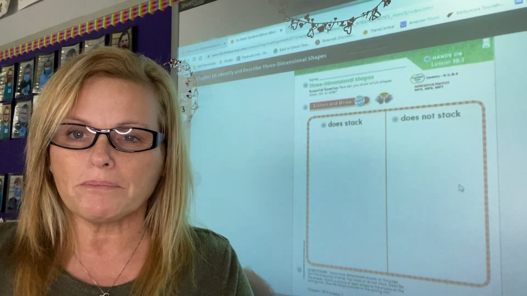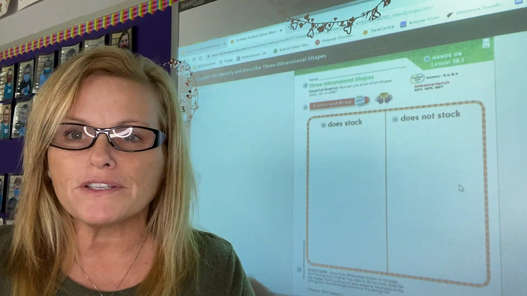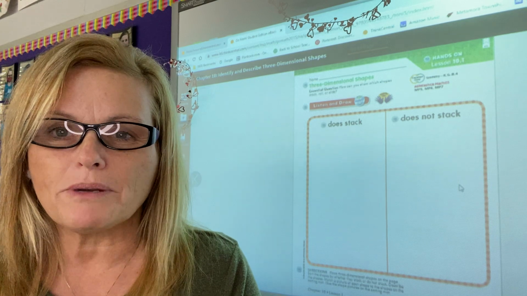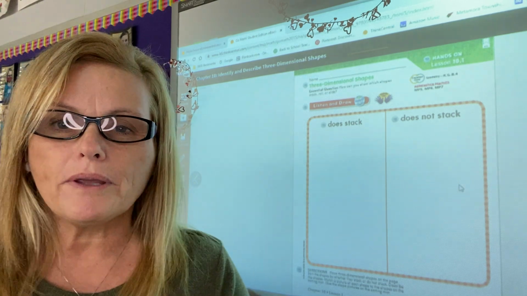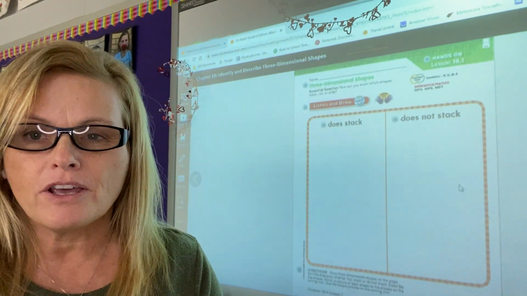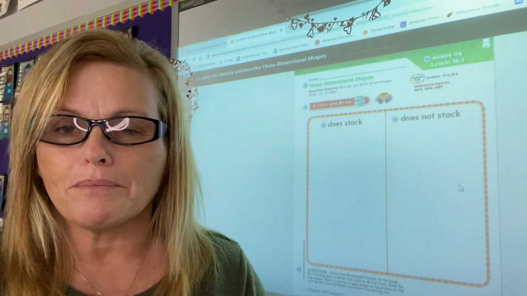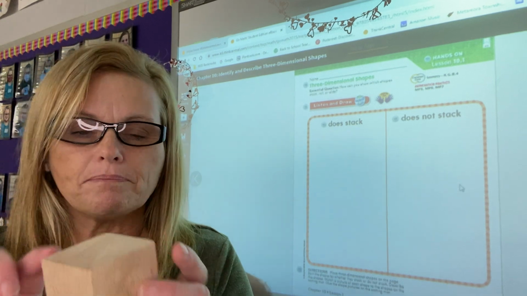We are going to begin a new chapter this week on three-dimensional shapes. We just finished up two-dimensional shapes, and those are what we call flat shapes. Three-dimensional shapes, you'll notice, are a bit different. Let me introduce you to four new shapes.